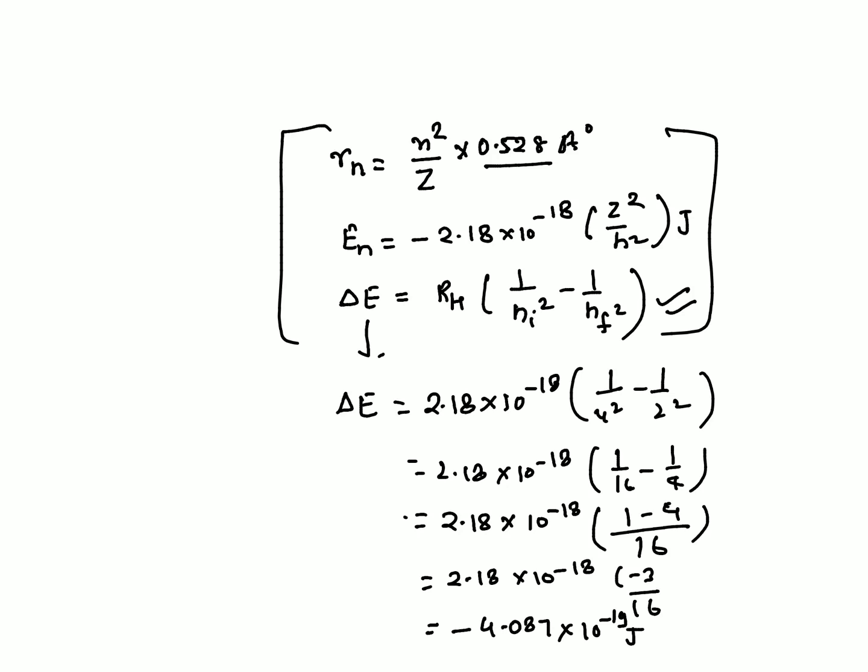Okay, the question is what is the wavelength of light emitted. In the question it was asked wavelength. So first of all we have calculated the energy. It means the light radiation which is emitted has energy equal to this much, minus 4.087 into 10 to the power minus 19. So we have a formula: lambda is equal to hc by E. You know that E is equal to h nu, or nu is equal to c by lambda. So lambda is equal to hc by E.